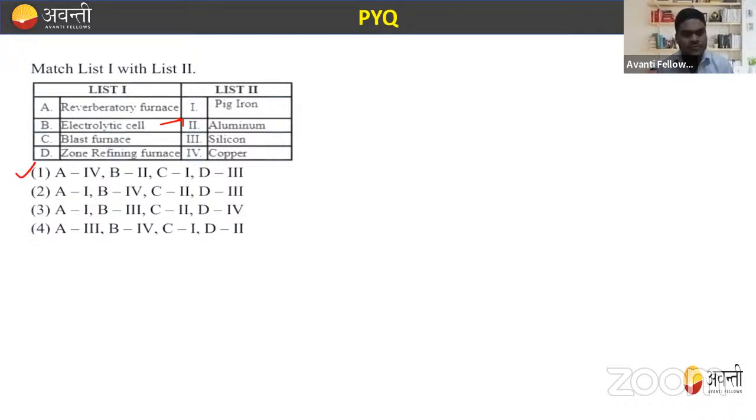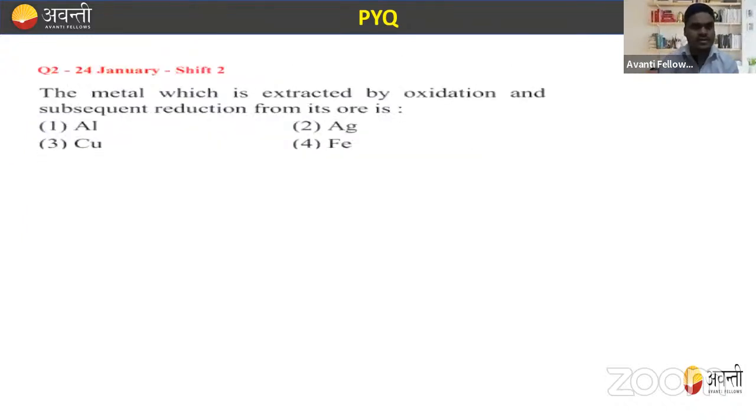I hope it is clear to you? And this thing must be remembered. If you remember this concept and this point, then you can easily solve a question related to this. That is, a reverberatory furnace is basically used for copper, electrolytic cell is used for reactive metals like aluminium, the blast furnace is used for pig iron, and zone refining is basically used for silicon. So this is all about the question.